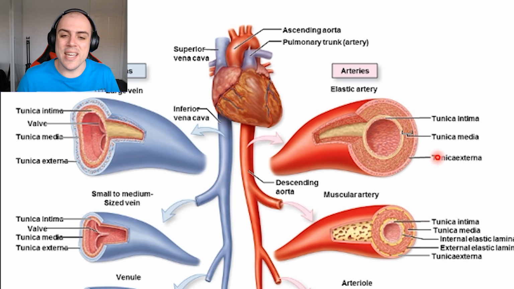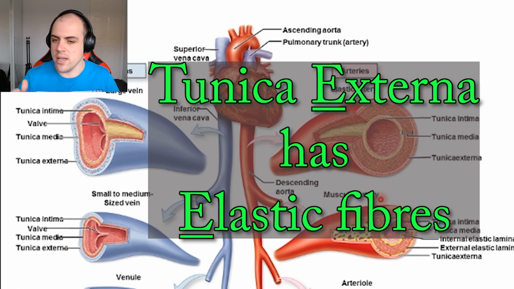So looking at our tunica externa, this outermost layer here, it contains a lot of collagen fibers, but it also has a lot of elastic fibers. A good thing to keep in mind here, or a good thing to remember, is that tunica externa begins with an E. E for elastic. So externa has elastic fibers.